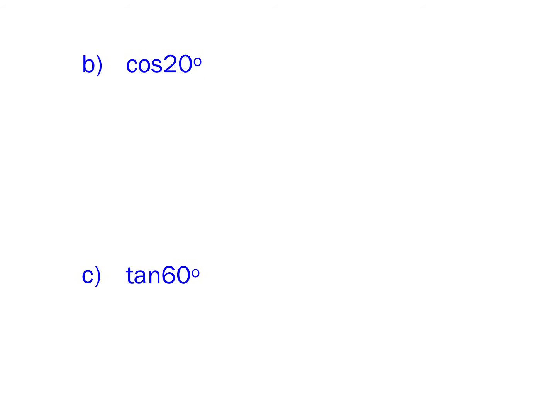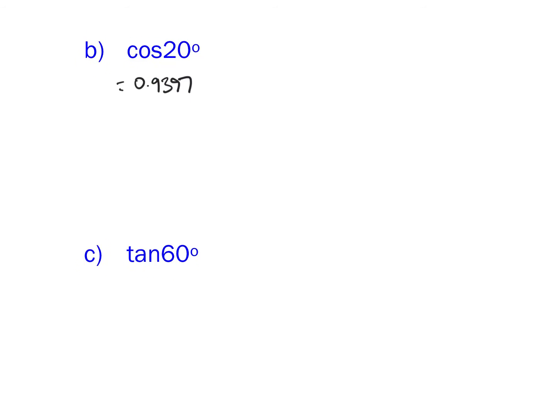Next up, we go to the cosine of 20. So cosine of 20 is going to be 0.9397. The 6 gets bumped up to a 7 because the 5th decimal place is a 9. And last but not least, the tan or tangent of 60 degrees, and we get 1.7321. That's the tangent of 60 degrees.